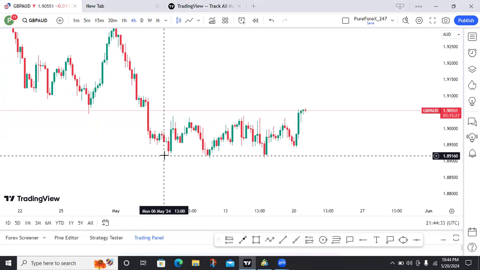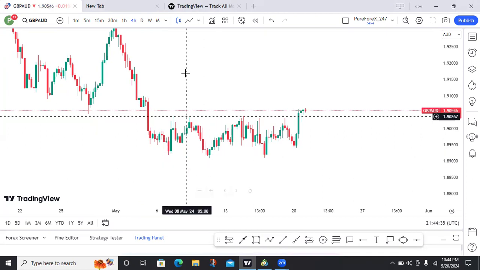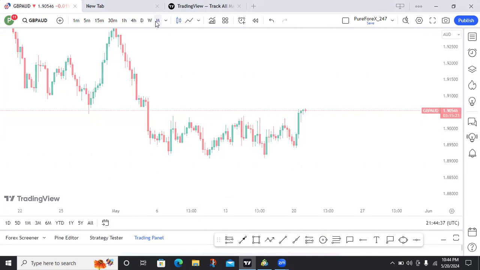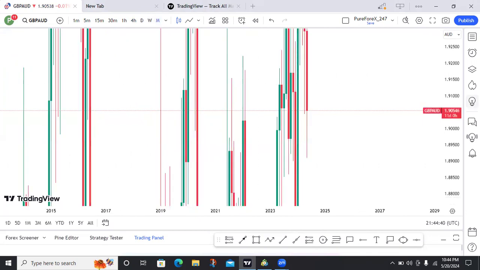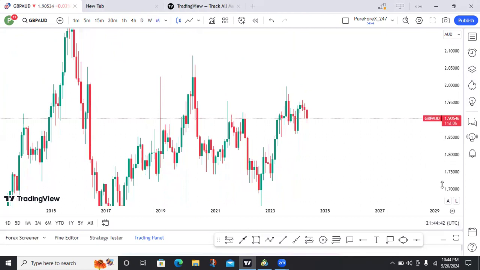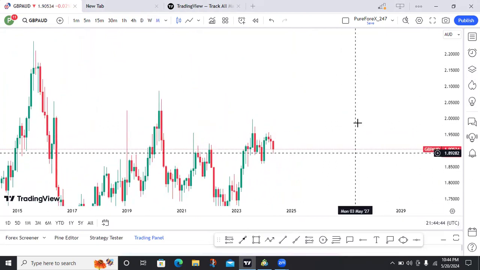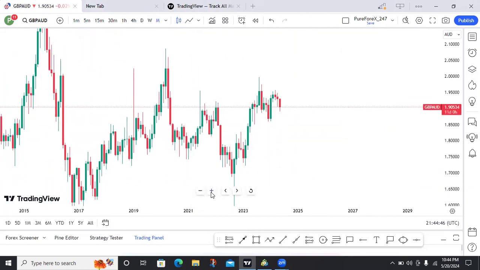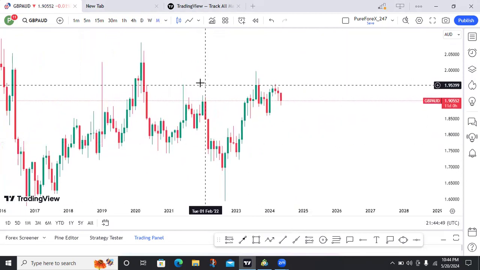We are going to start with GBP/AUD. Let's start from the monthly time frame. So this is the monthly time frame. What can we see from the monthly time frame without delay, guys?